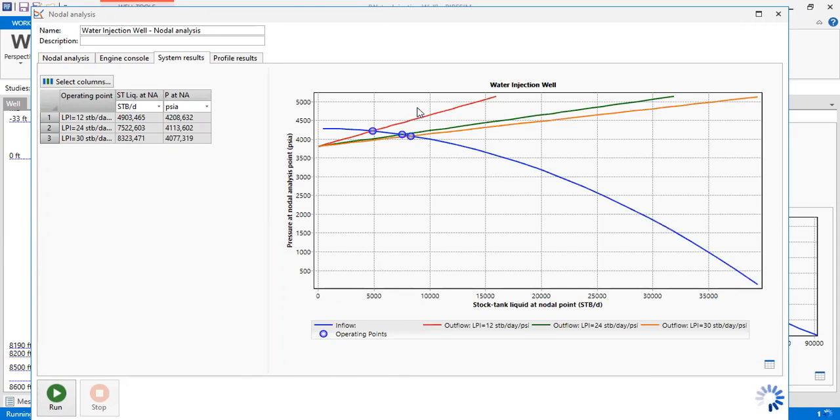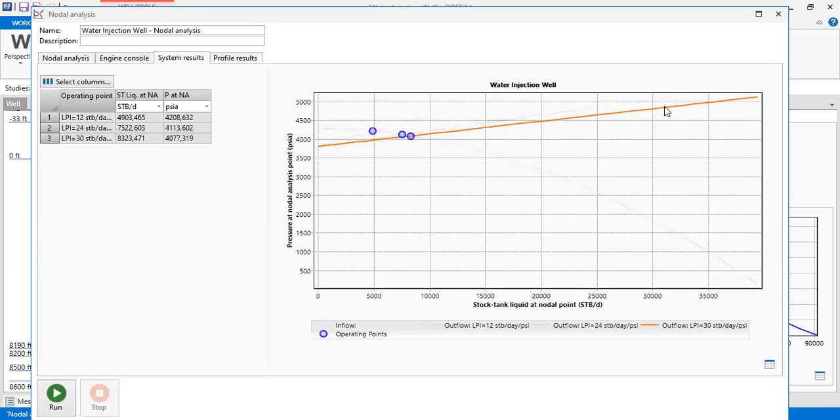All right, interesting. So now we have three outflows which represent our reservoir performance with different injectivity index. The red line is the outflow with PI of 12, with formation damage, let's say. The green one is outflow with PI of 24, our base case. And the orange line is our outflow with productivity index or injectivity index of 30 stock tank barrels per day per PSI.